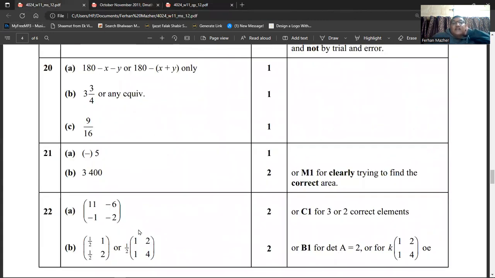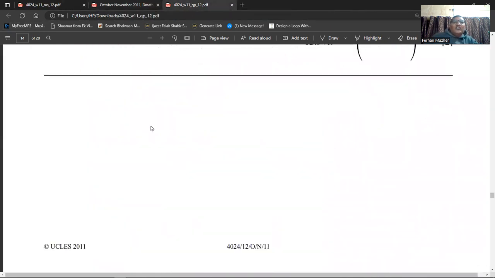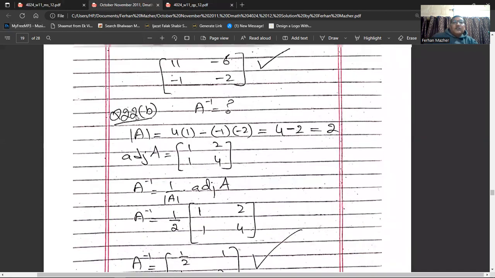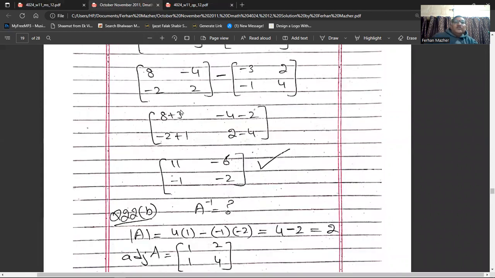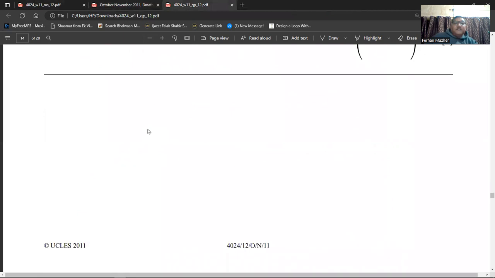Hopefully you understand. Let me show you my answers. Minus 1 by 2, 1, 1 by 2, 2. So my dear students, the answer is right. Okay, so this is how this is done. Let me show you the question again. So the matrix A was this. So this is how you do question number 22 and its B part.